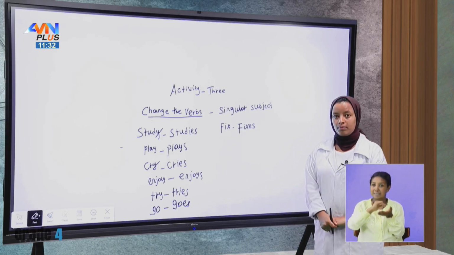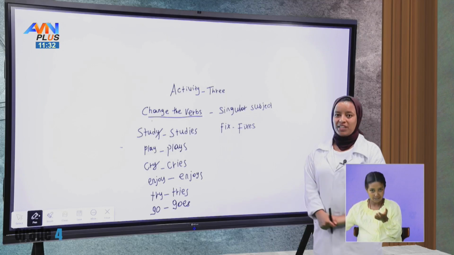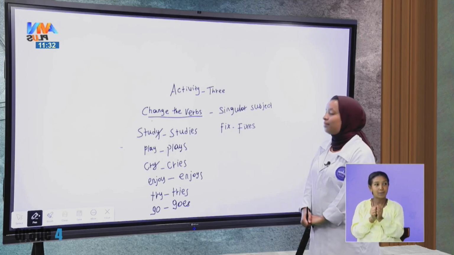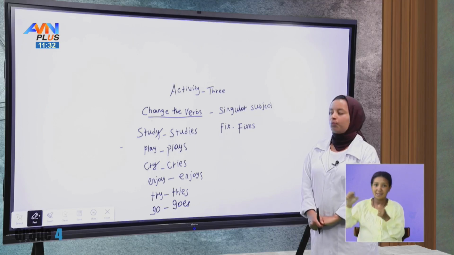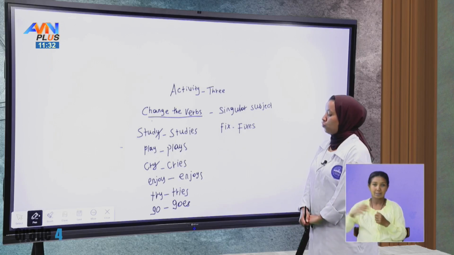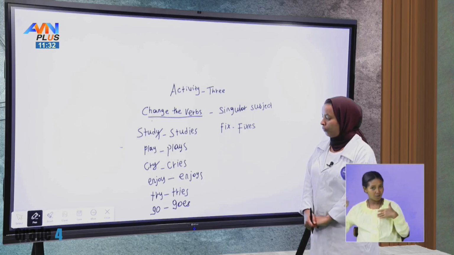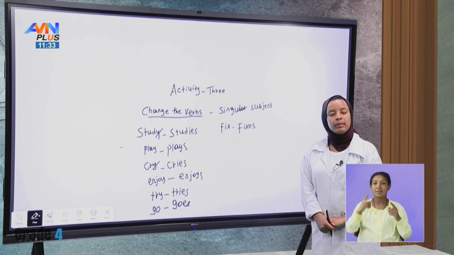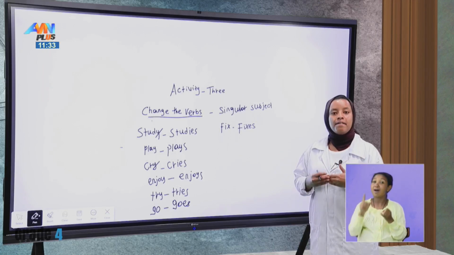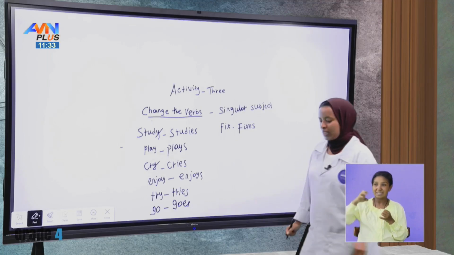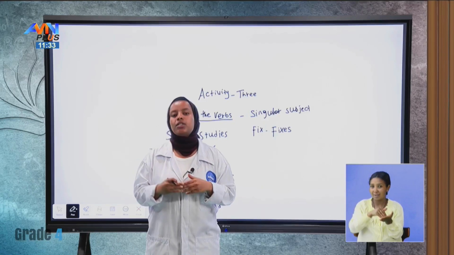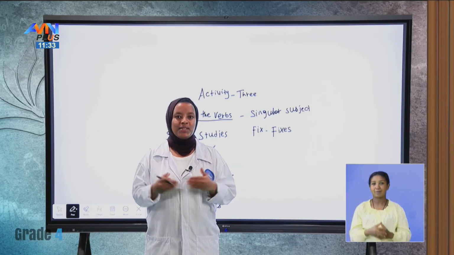So, students, let me read these verbs together. Study, studies. Students, don't forget to repeat it with me. Play, plays. Cry, cries. Enjoy, enjoys. Try, tries. Go, goes. And also, at the end, fix, fixes. Students, let me give you one exercise and let us summarize and conclude today's lesson.